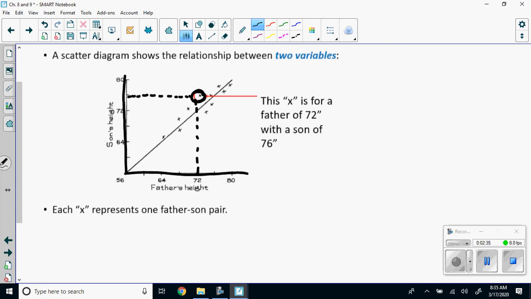Oh, look, it says it right here. I could just read this. So a father who's 72 inches and a son that's 76 inches. Each of these different x's here represents one specific father-son duo. What we're looking at is a scatter diagram of several different pairs, and as you graph those points, there's a trend to those points, and that trend is going uphill. So generally speaking, if a father is taller, the son typically is taller as well. So there's that correlation between fathers' heights and sons' heights.